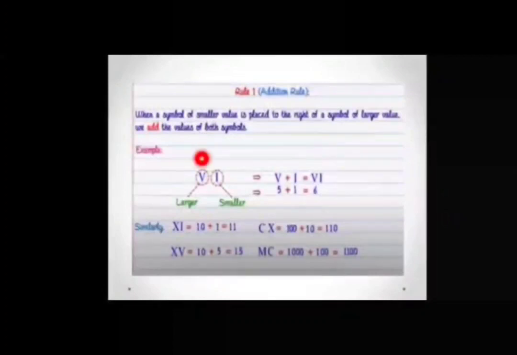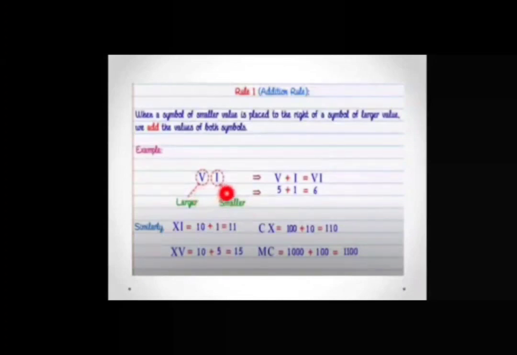So there is again a rule. When you write a symbol of a smaller value on the right side of the larger value, it means you are going to add it. In other words, if you write a smaller value after a bigger value, it means addition. As you can see, I have written VI. I is smaller than V and it is written after V. So in that case, you are going to add.